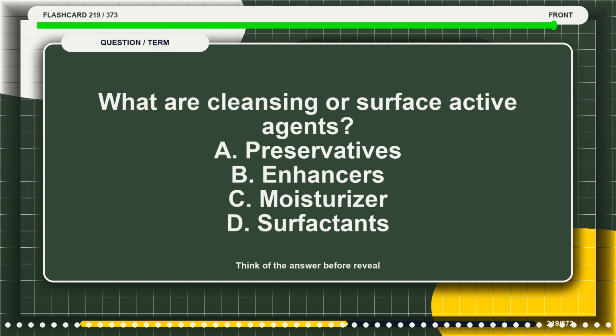Flashcard 219. What are cleansing or surface active agents? A. Preservatives. B. Enhancer. C. Moisturizer. D. Surfactants. Think of the answer before the reveal.